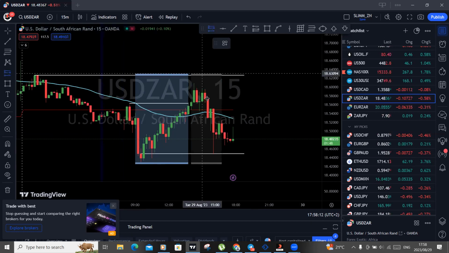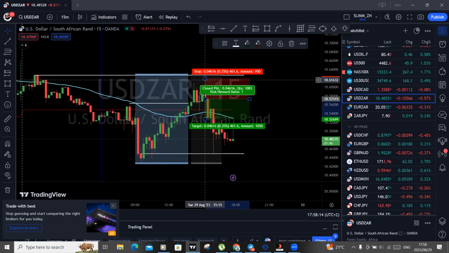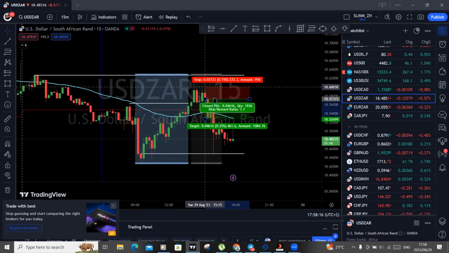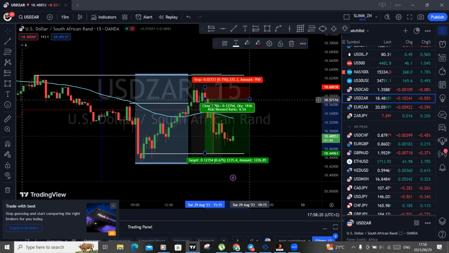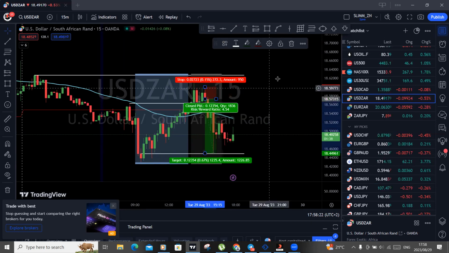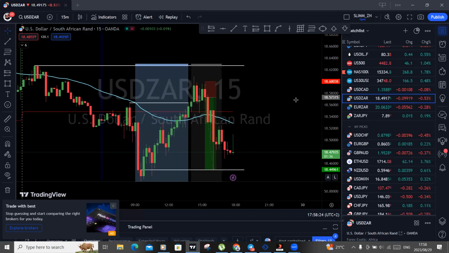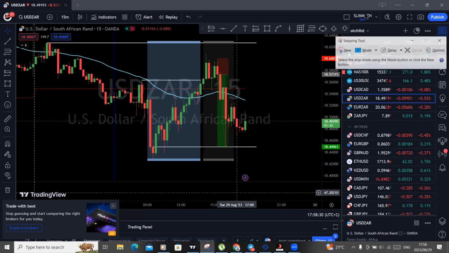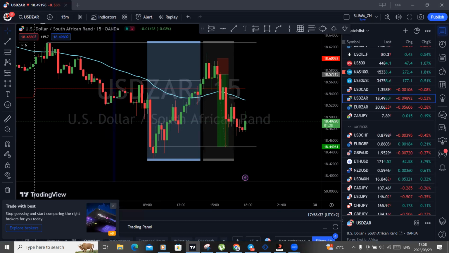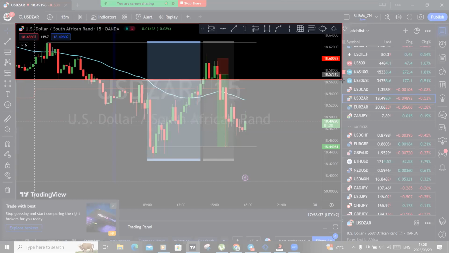Then I could have executed possibly this one here. Stop was slightly above with the TP here. Again, quick trades. Today was going to be an awesome day. Quick trades, in and out of the trades.